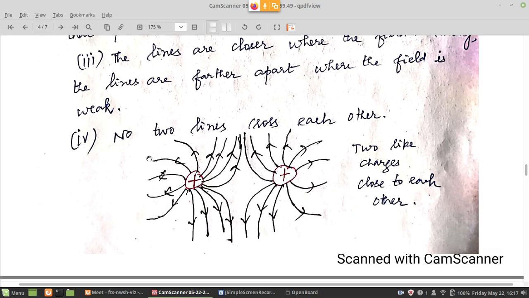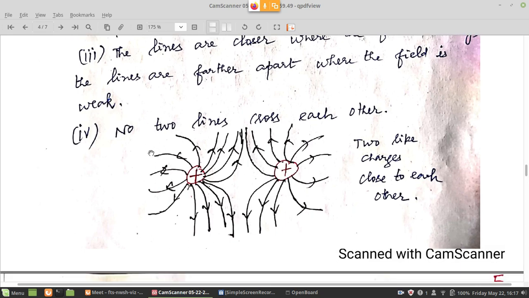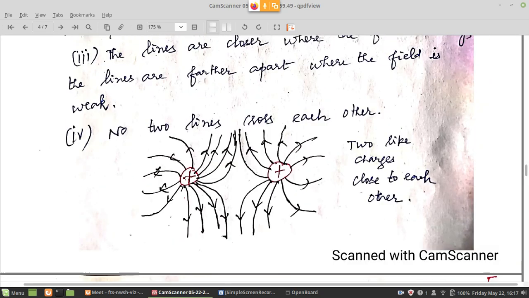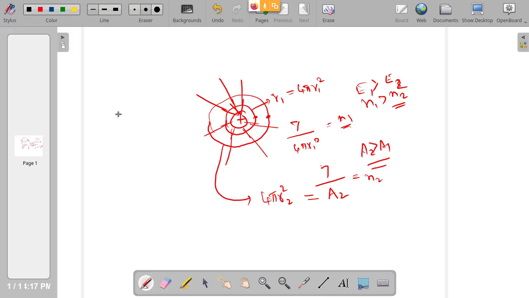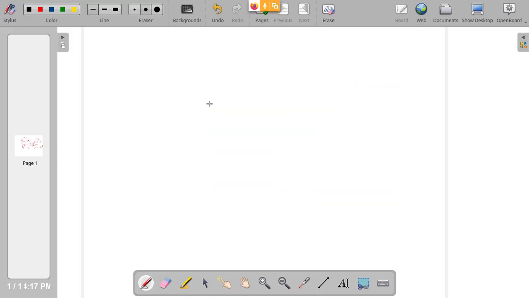And final point is, no two lines of force cross each other. The lines of force can never cross each other. Why is this property valid? Because suppose two lines of force are crossing. We have a charge and lines of force are, let us say, like this, crossing. That means the direction of the electric field here becomes undefined.